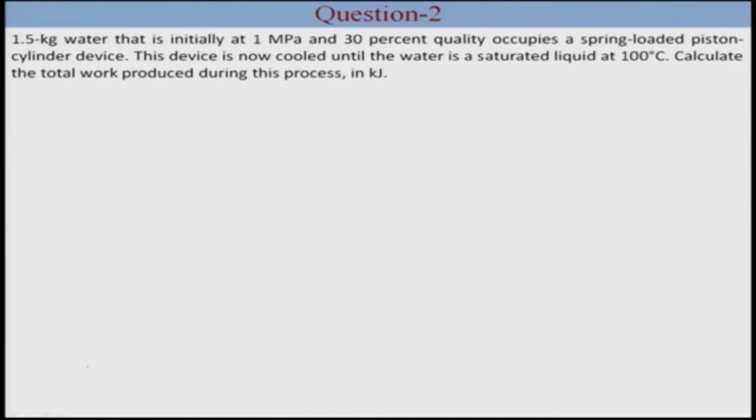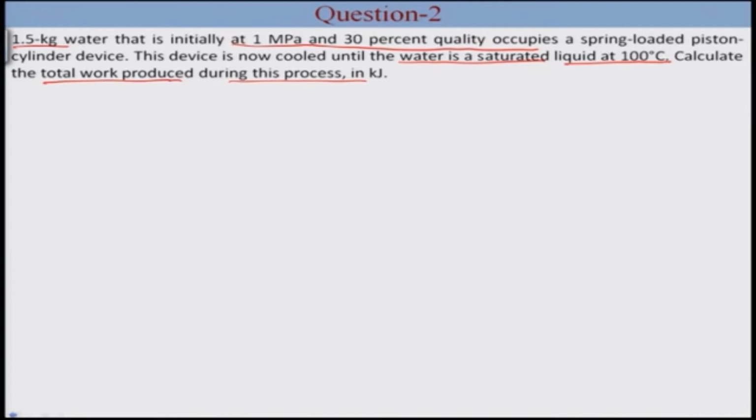In this question, 1.5 kg of water that is initially present at 1 megapascal and 30% quality occupies a spring loaded piston cylinder device. This device is now cooled until the water is saturated liquid at 100 degrees centigrade. Calculate the total work produced during this process in kilojoule.